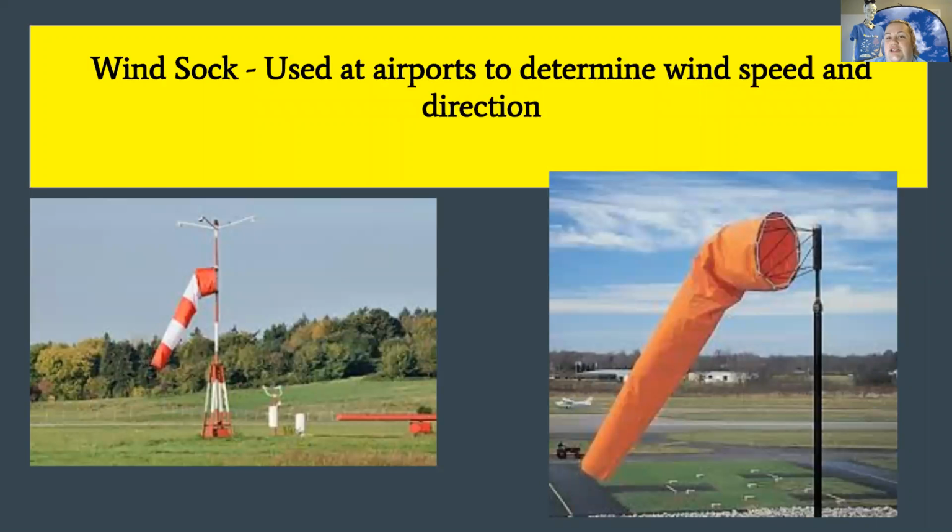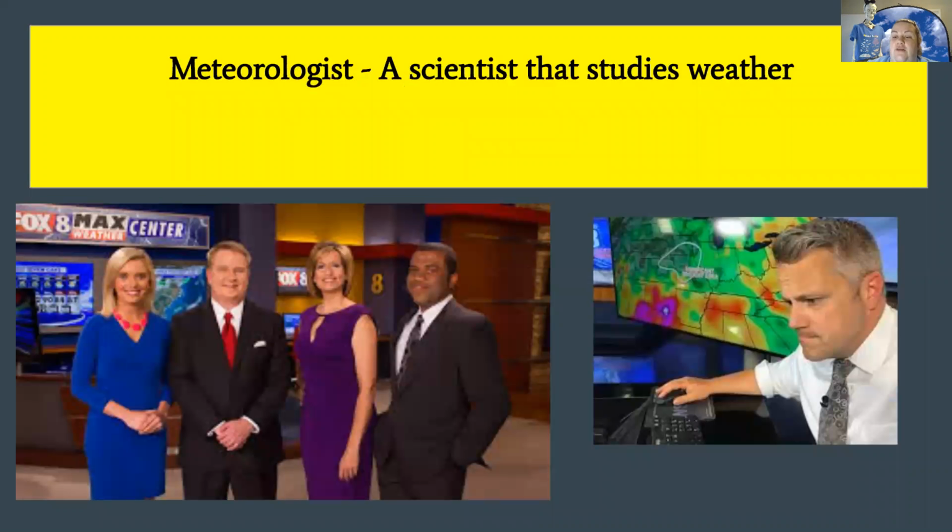A windsock is used at airports to determine the wind speed and also the direction. So whichever the direction the windsock is pointing in, that's the direction the wind's coming from. And however fast it's flapping, that is the wind speed. This is used to help planes land. Also helicopters at hospitals use these as well. And then of course meteorologists. Meteorologists are scientists that study weather.